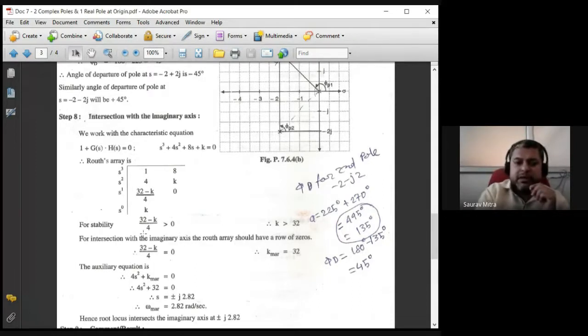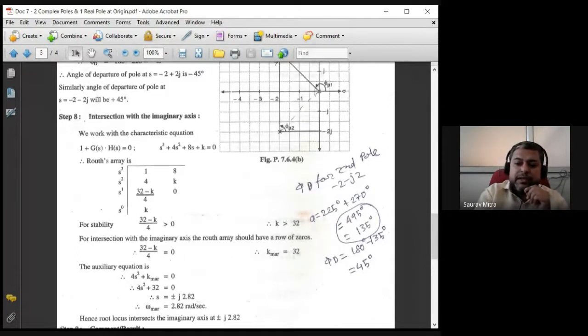Substitute in the previous equation. So now 4a square plus 32 is equal to 0, or a square plus 8 is equal to 0. You are finding it here. That means a square is equal to minus 8. That means omega marginal is under root of 8, that is plus minus 2.82 radian per second.